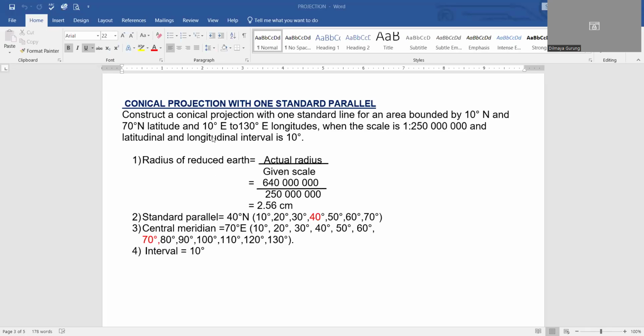Hello everyone. Today we will learn how to make a conical projection. I made the half version in part 1, so those who have not watched it can watch it first. It will be easy to understand this part 2.